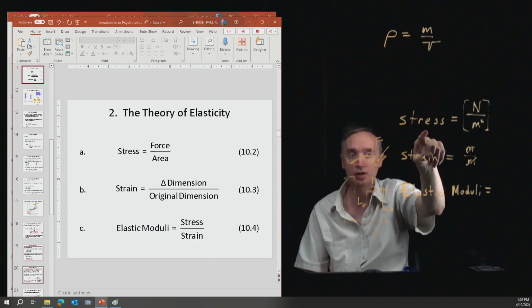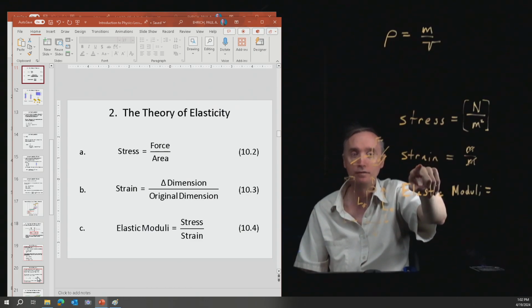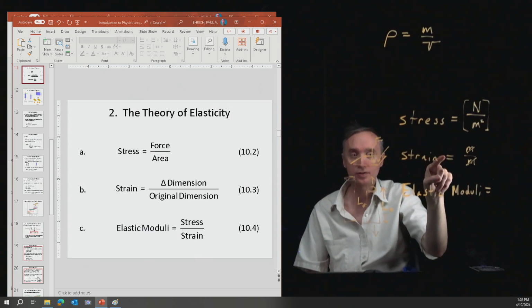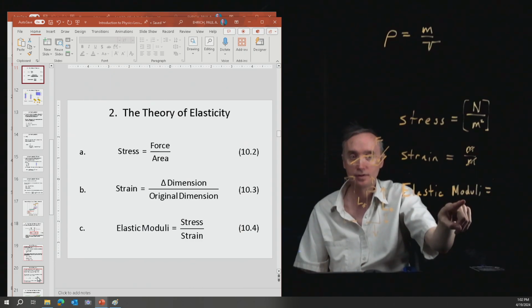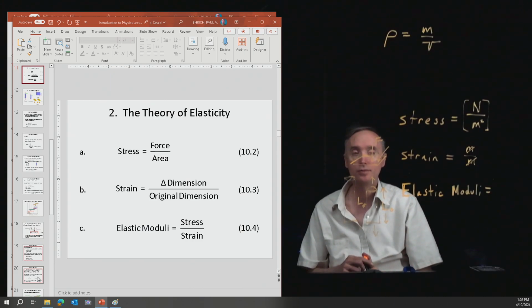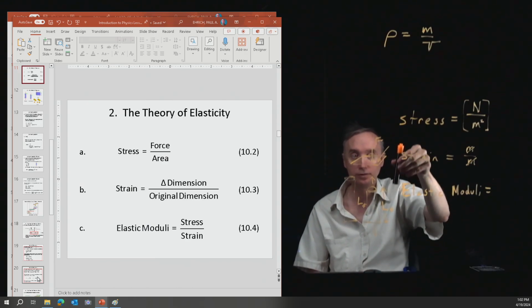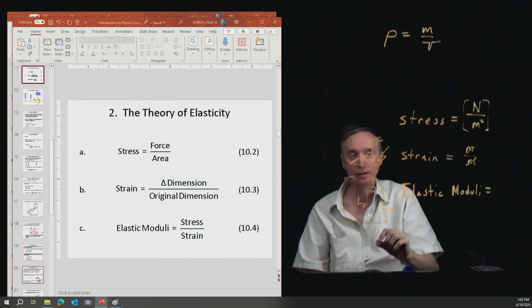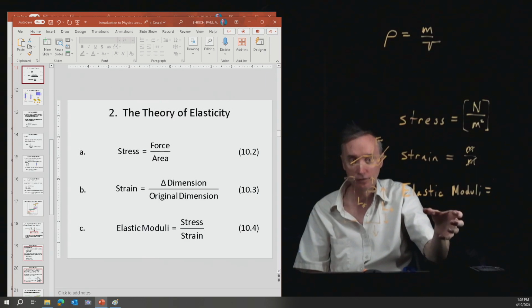So stress is what's causing the change. Strain is a measurement of the change. And then the ratio of stress to strain is going to be called the elastic modulus. It's a number, and it depends on the substance. So if you've got a rubber band and you hang a weight from it, it's going to stretch a certain distance. But if you've got a piece of metal and you hang the same weight from it, it's not going to stretch as much.